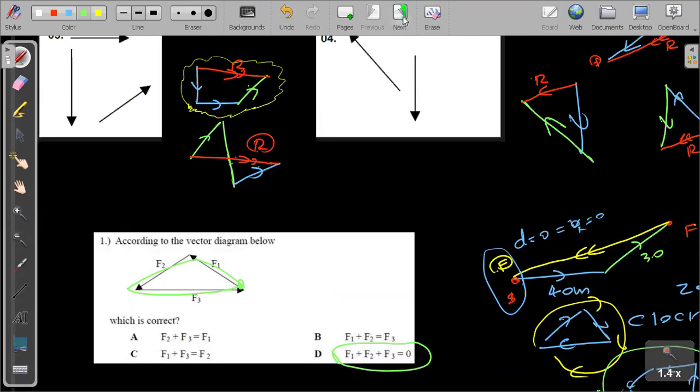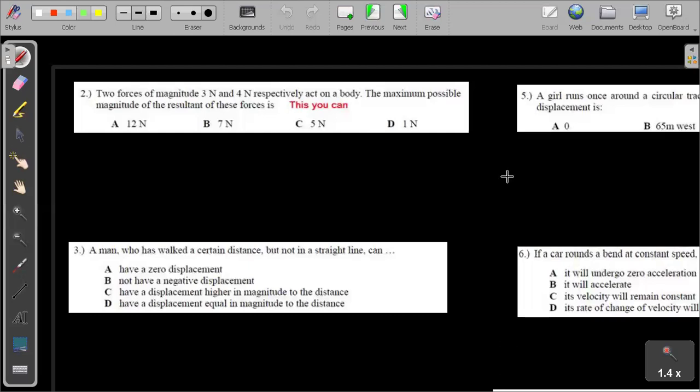That's it. Now, two forces, of magnitude 3 Newton and 4 Newton respectively, act on a body. The maximum possible magnitude of the resultant of these forces is? I told you when these are in the same direction, parallel to each other, it will give you the maximum resultant. In that case, 3 plus 4 is just 7 Newton.